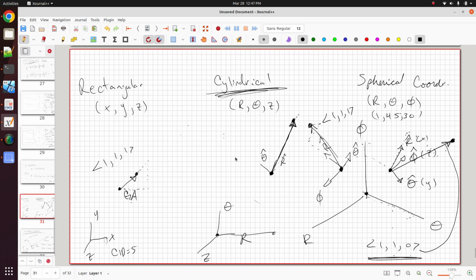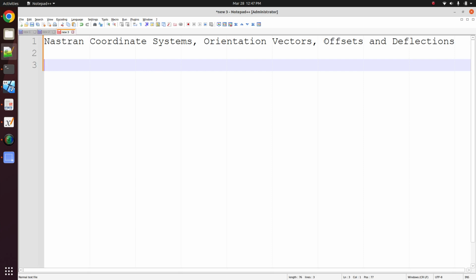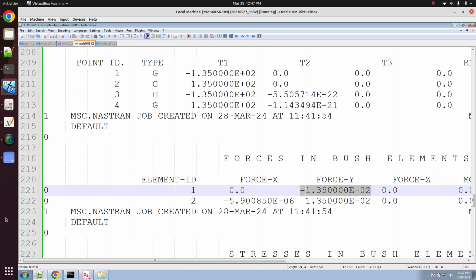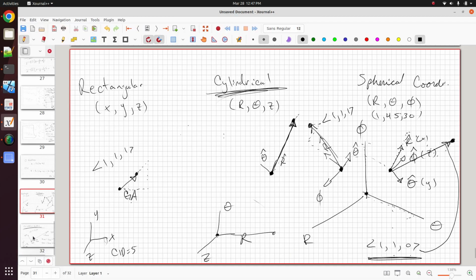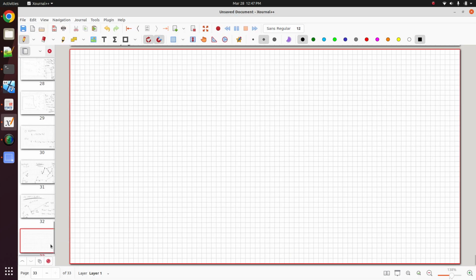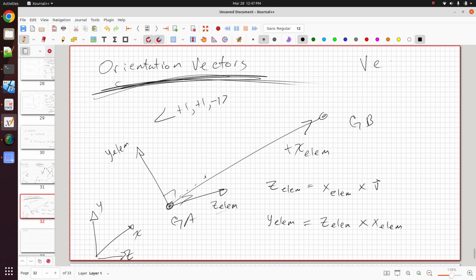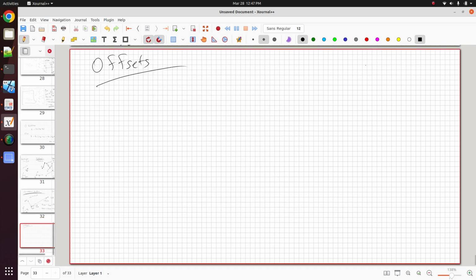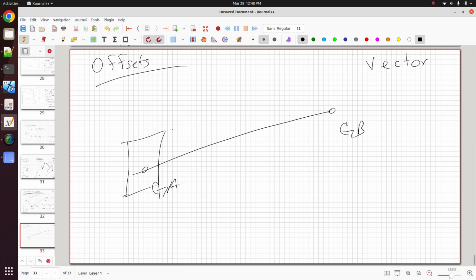What else do I want to look at? Offsets and deflections, right? So let's go ahead and do this. So let's talk about offsets. So this is a vector. An offset is also a vector. When do you use an offset? Suppose you have GA and GB, and we want to create a beam.